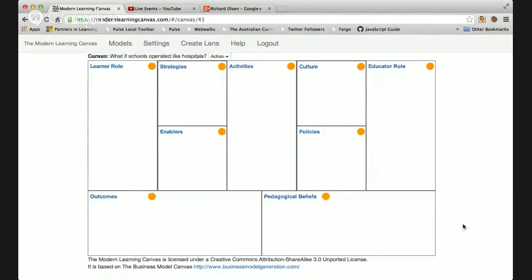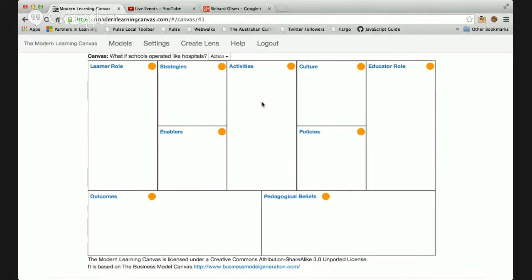If you haven't seen the canvas, and I think most people would have, there are 9 building blocks of the canvas. When we fill in a canvas, when we work with a group of teachers and discuss learning and teaching, there's no right place to start. You can start wherever you're most comfortable. And essentially they're the 9 building blocks.